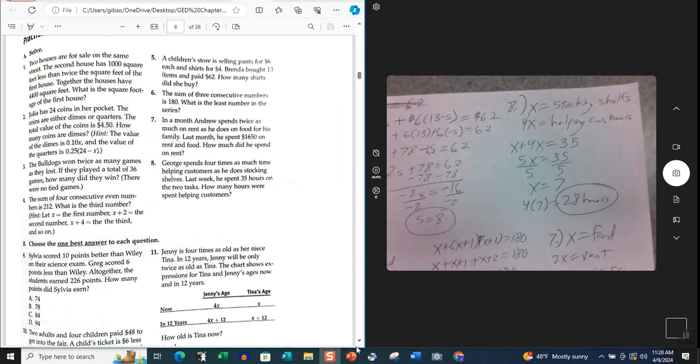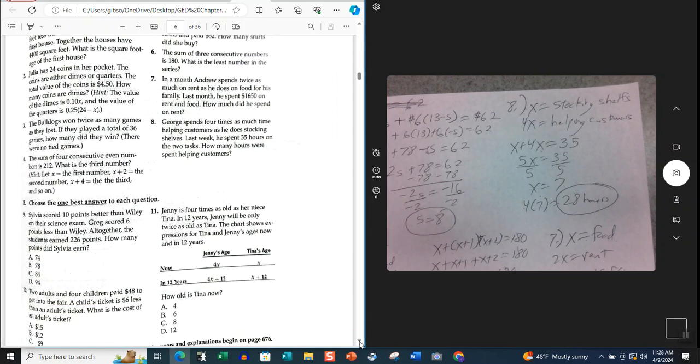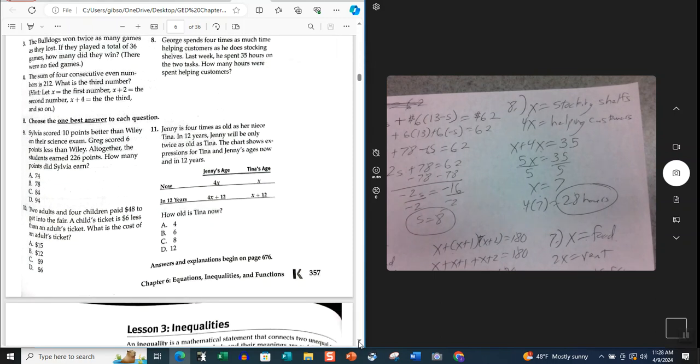All right, so now we come down here to the last few problems. We only go up to problem number 11. Let's take a look at number 9. But the directions say choose the one best answer to each question. Sylvia scored 10 points better than Wiley on their science exam. Greg scored 6 points less than Wiley. Altogether, the students earned 226 points. How many points did Sylvia earn?